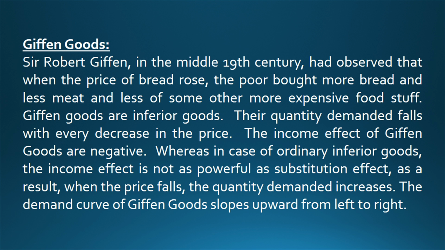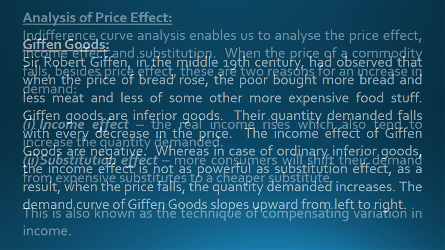Whereas in the case of ordinary inferior goods, the income effect is not as powerful as the substitution effect. As a result, when the price falls, the quantity demanded increases. The demand curve of Giffen goods slopes upward from left to right.